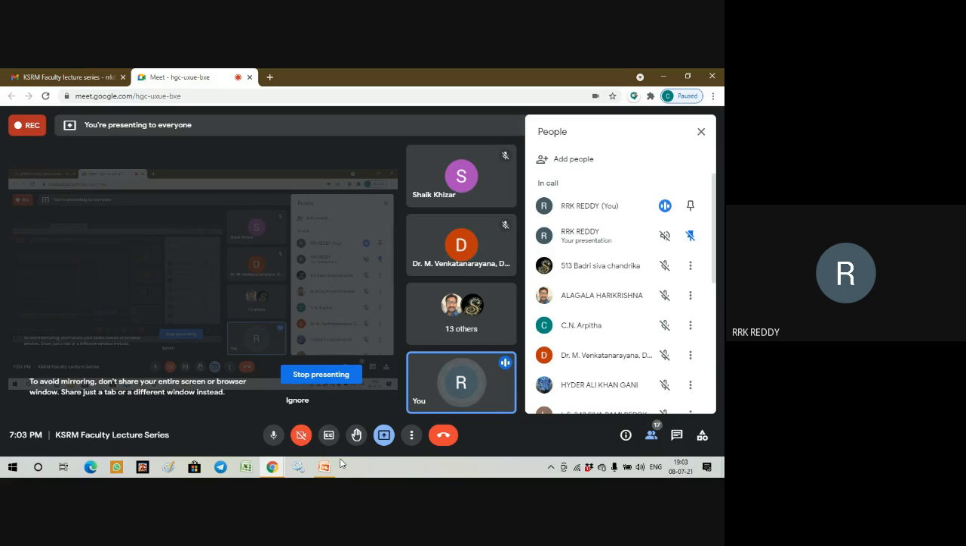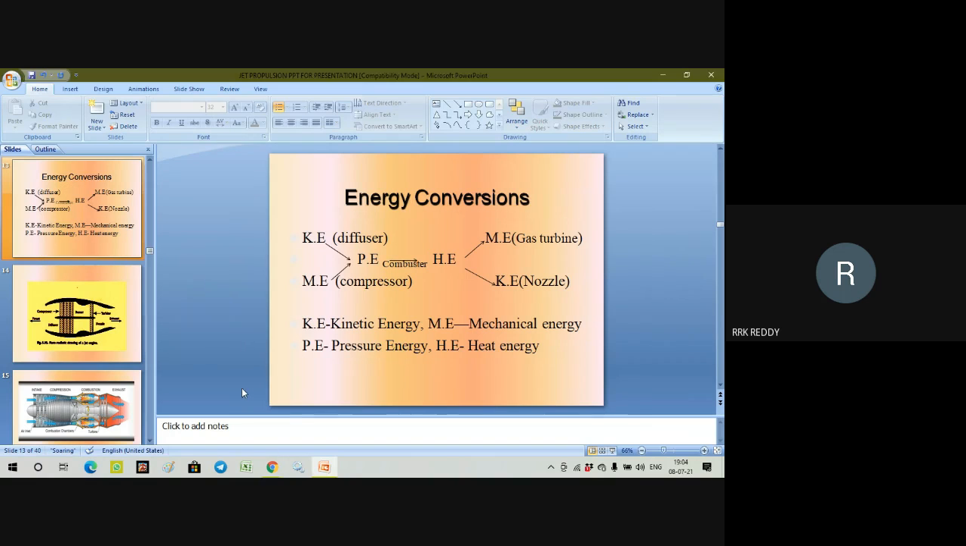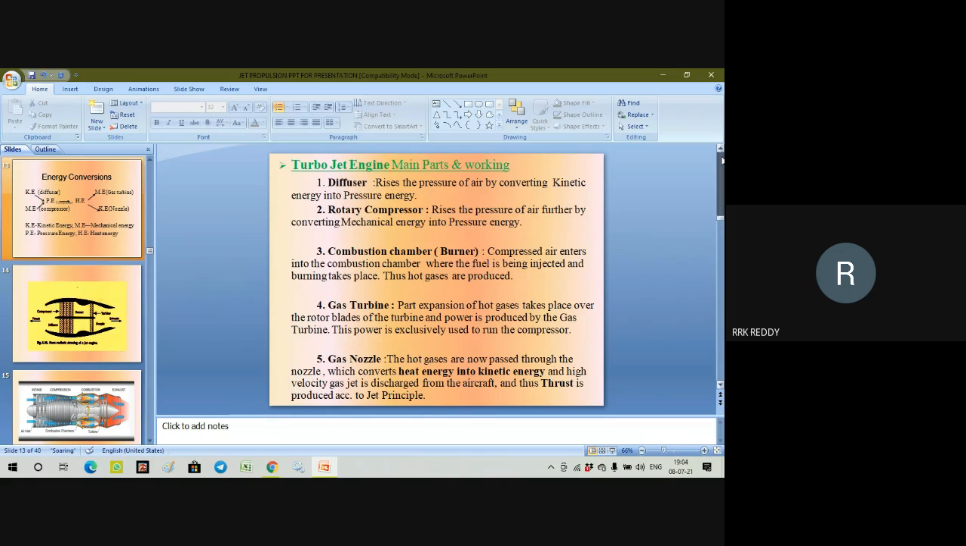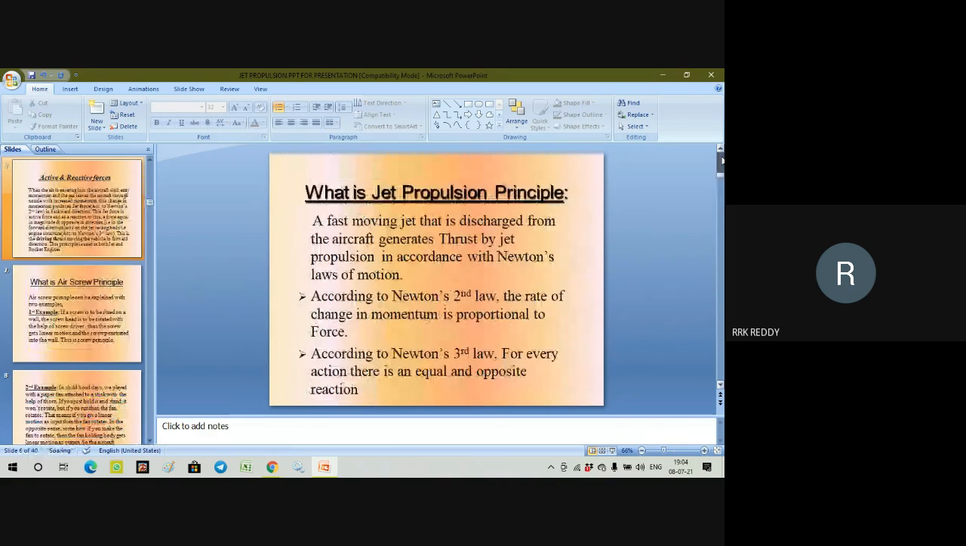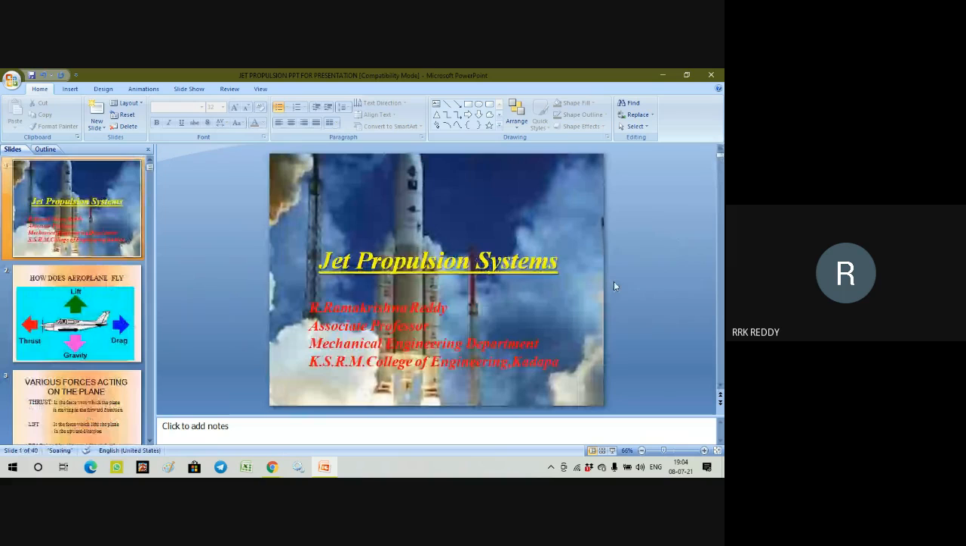So usually everybody is curious about how an aircraft engine works. That's why I have selected the topic jet propulsion systems today. In this topic, I will try to explain different types of aircraft engines, their working principles, and their constructional details. Let me start. So, jet propulsion systems.